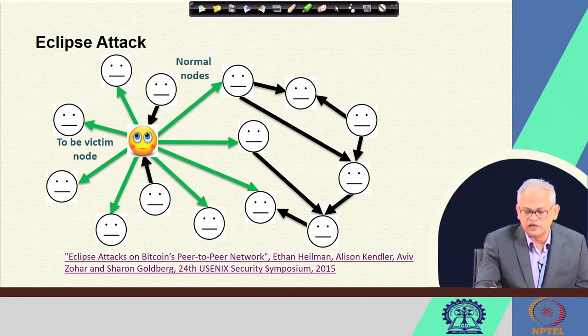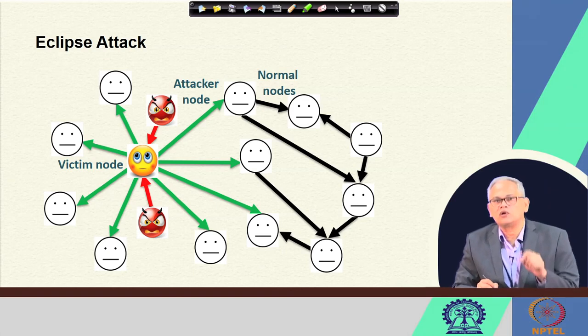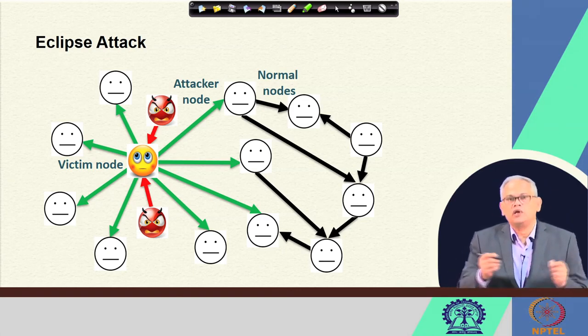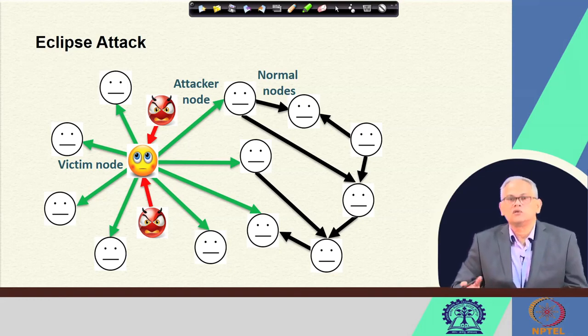Now, in eclipse attack there is an attacker node. What it will try to do is ensure that it and its controlled other nodes are the only peers of this victim node. That is the whole goal of this attack.